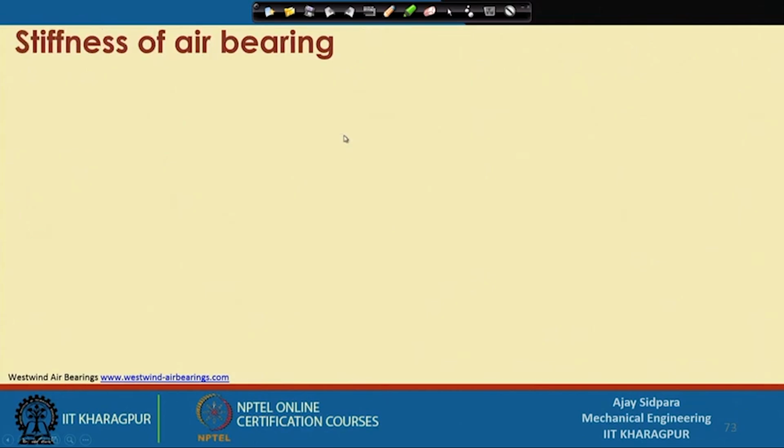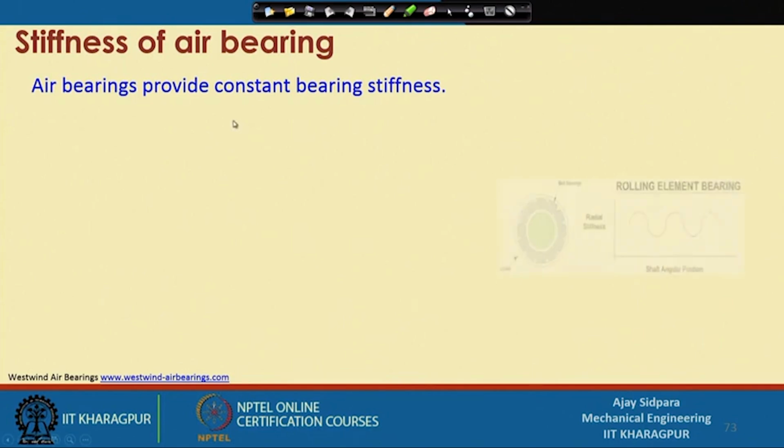And then coming to the stiffness of the air bearing. What does stiffness mean? Stiffness means that when you apply a load, how much is the deflection. Smaller the deflection, higher is the stiffness, that we have seen in one of the videos in the last class. So, air bearing provides a constant bearing stiffness. Why is it like that?